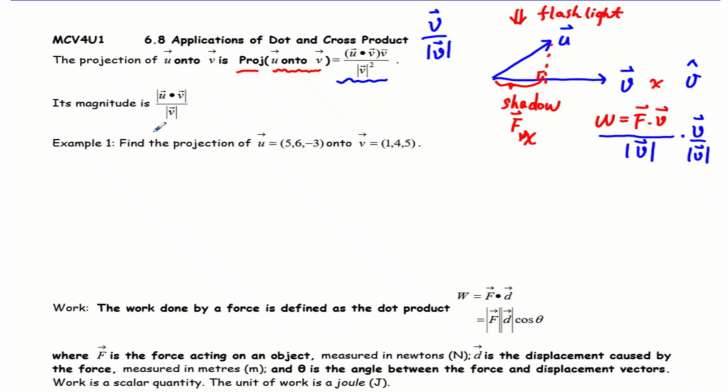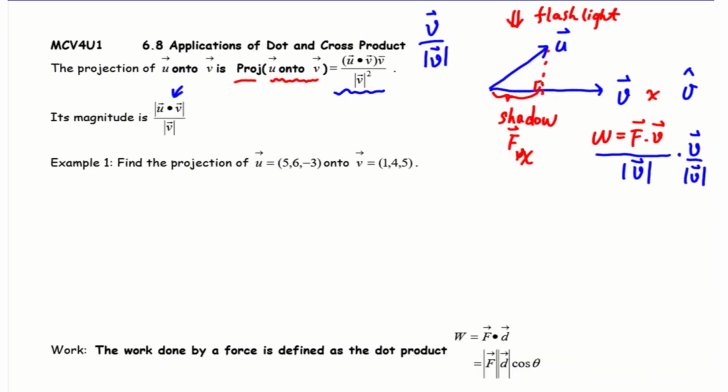And the magnitude is just this part. It's just u dot v. Actually, this is a scalar already. We put it in the absolute value because we want a positive number, then over the magnitude of v only, because this part is a unit vector.